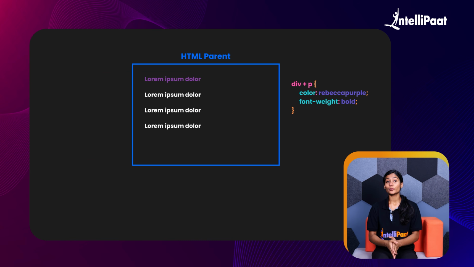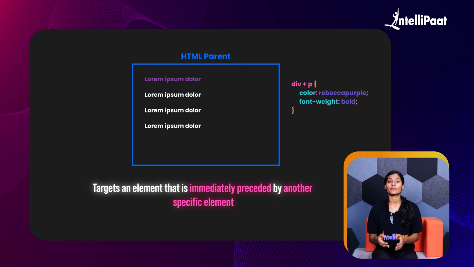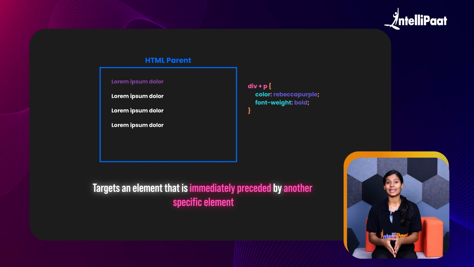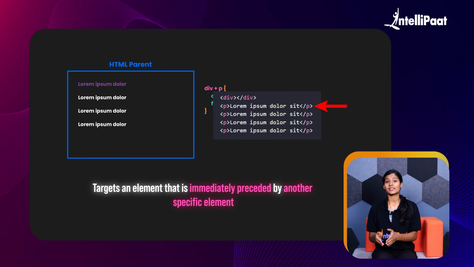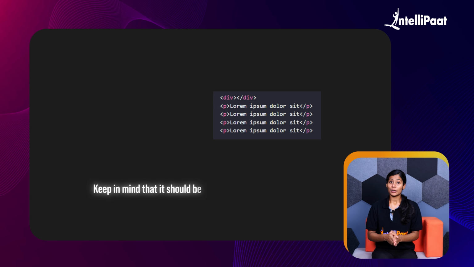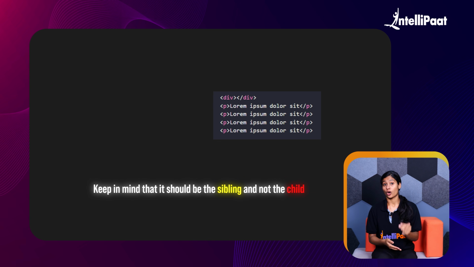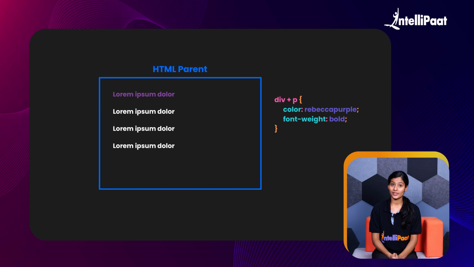Followed by child combinator, we have the adjacent sibling combinator, which targets an element that is immediately preceded by another specific element, like this paragraph tag, which is the next in line for the div tag. Keep in mind that it should be the sibling and not the child. To select the first sibling paragraph tag appearing right after the div tag, you can use the adjacent sibling combinator like this.